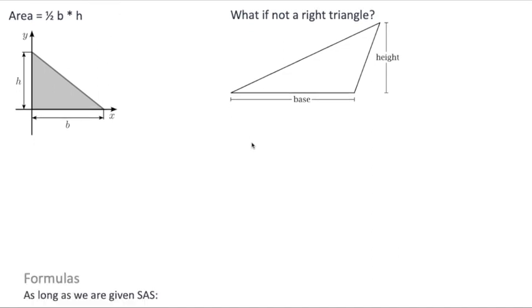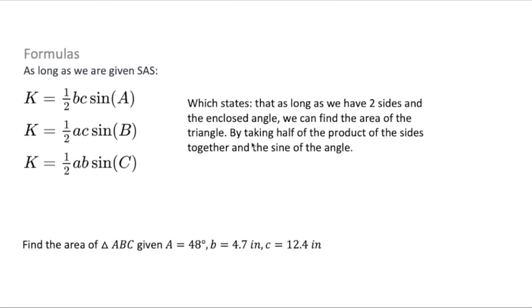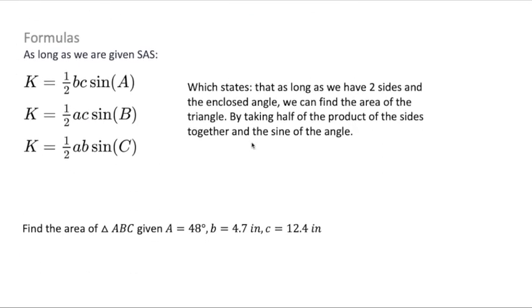One of the nice things though is that there's an actual formula for this. So the area of a triangle, K, equals 1/2 times 2 sides times the sine of the enclosed angle of those two sides. So that's why there are 3 different formulas, because we have 3 different angles we could look at and their enclosing sides.